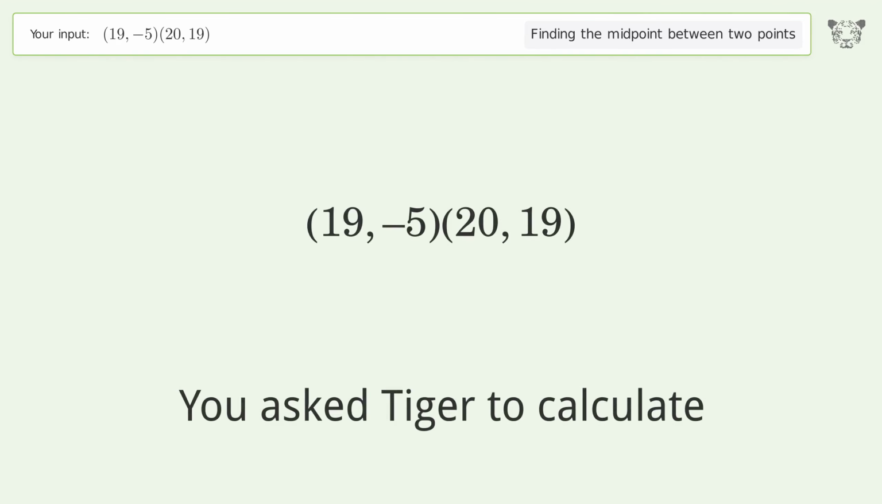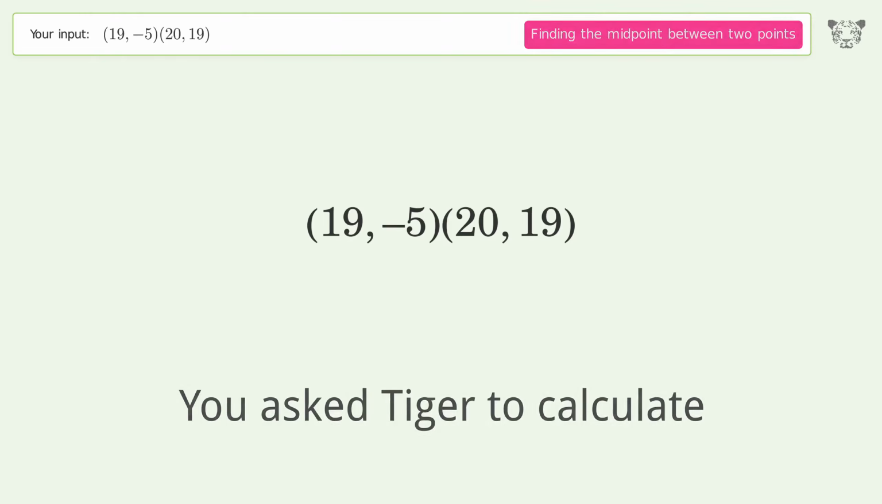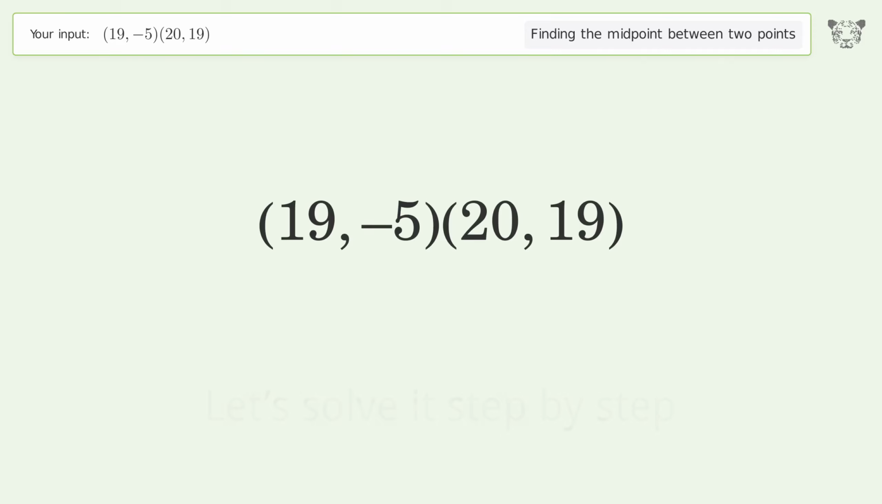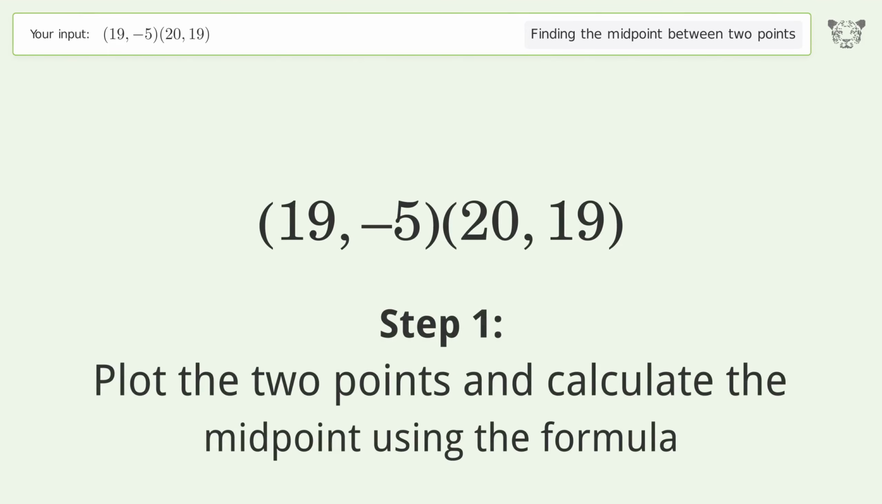You ask Tiger to calculate. This deals with finding the midpoint between 2 points. The midpoint between the 2 points is (19.5, 7). Let's solve it step by step. Plot the 2 points and calculate the midpoint using the formula.